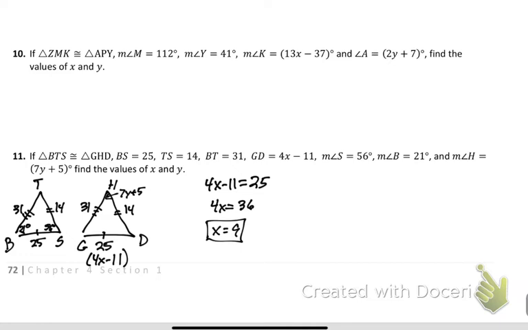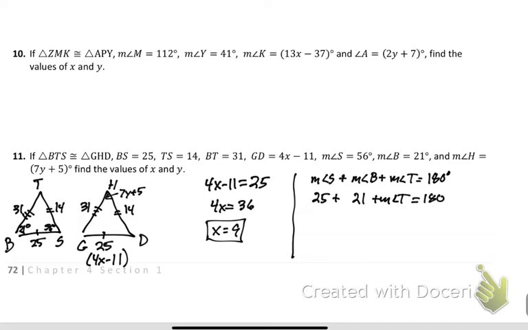Yeah, Savar. Set it equal to 180. So we could go through the whole rigmarole. We could have, okay, all 3 of these angles, this angle, this angle, and this angle, must equal 180. So that means measure of angle S plus the measure of angle B plus the measure of angle T has to equal 180 degrees. Well, we know 2 of those values. We know the 25 for S. We have the 21 for B. So realistically, we just have to do 180 minus 25 minus that 21.